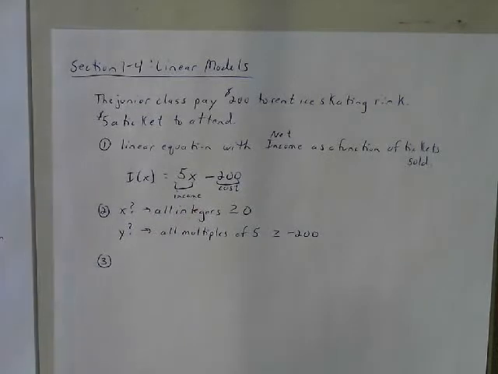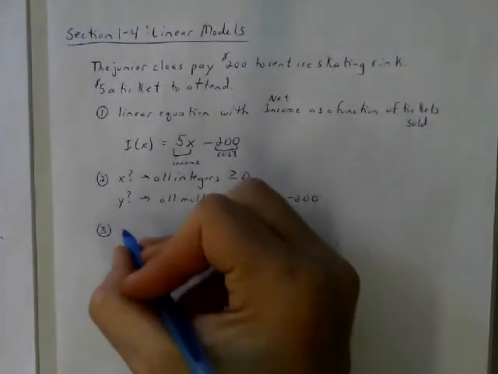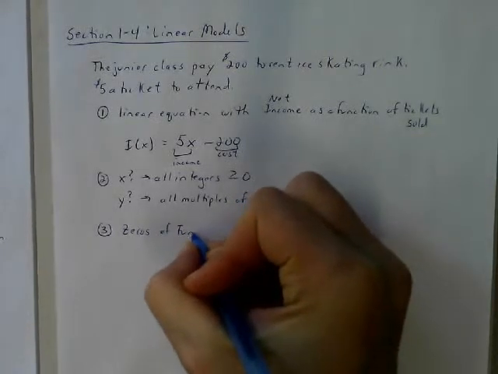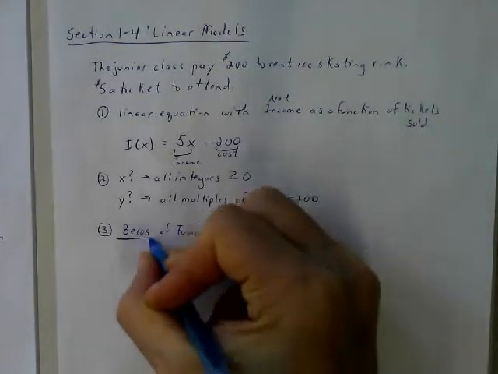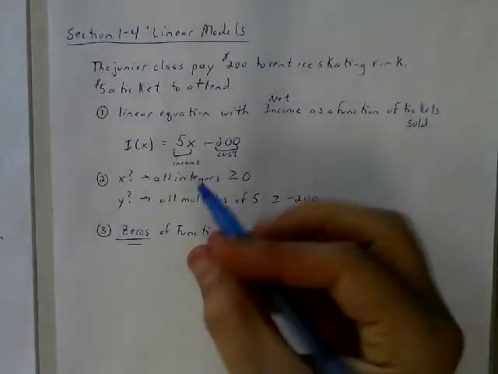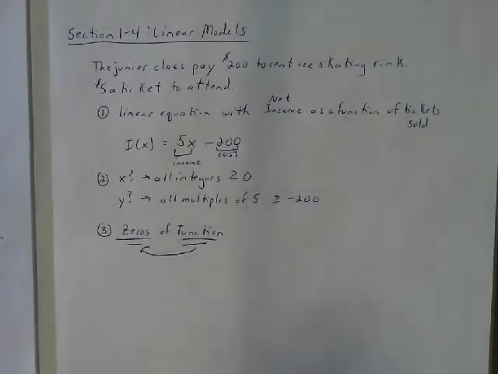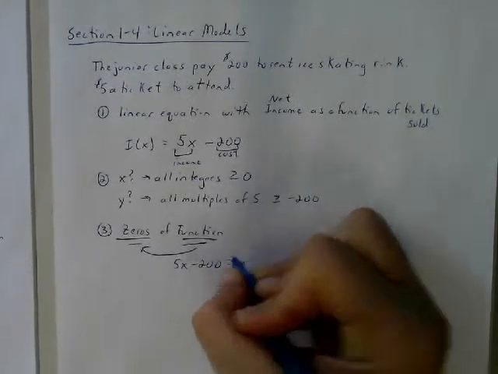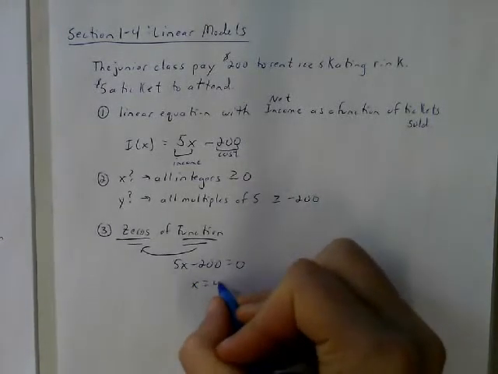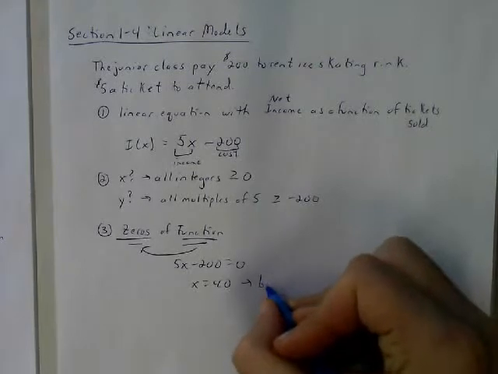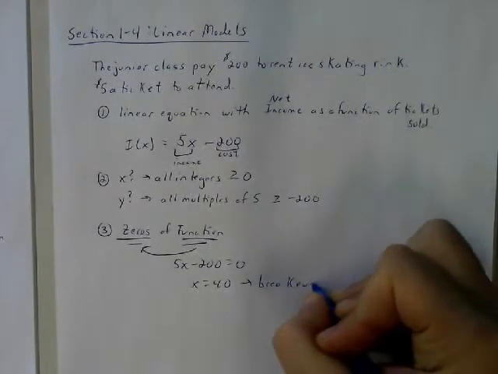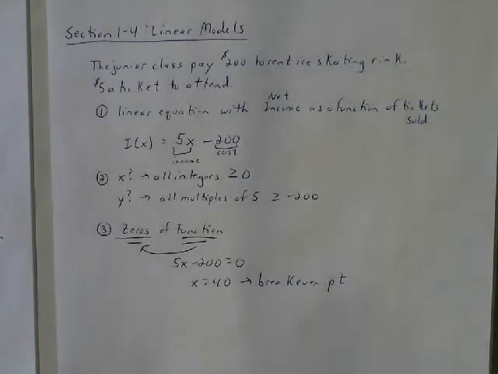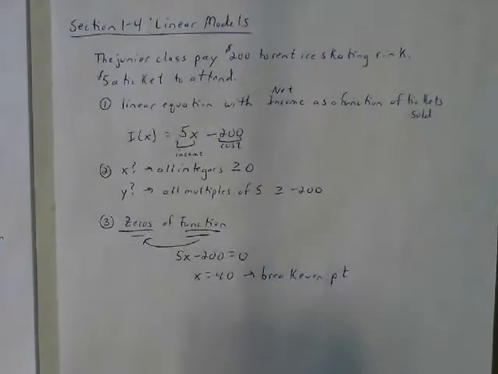Number 3. Well, I want to find the zeros of the function. This is a new term for you. The zeros are simple. It is when the function equals 0. So when does 5x minus 200 equal 0? When x equals 40. This is the break-even point, or in other words, the point where you sold enough tickets to cover the expenses.